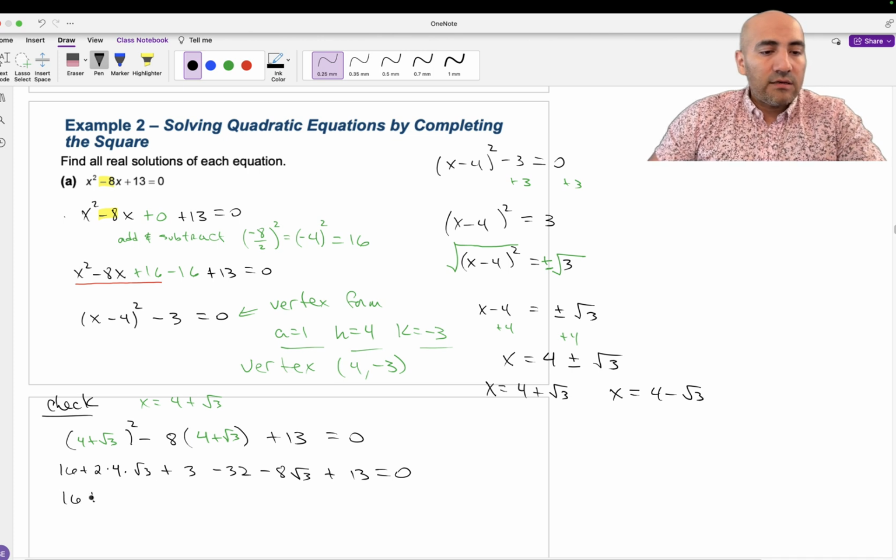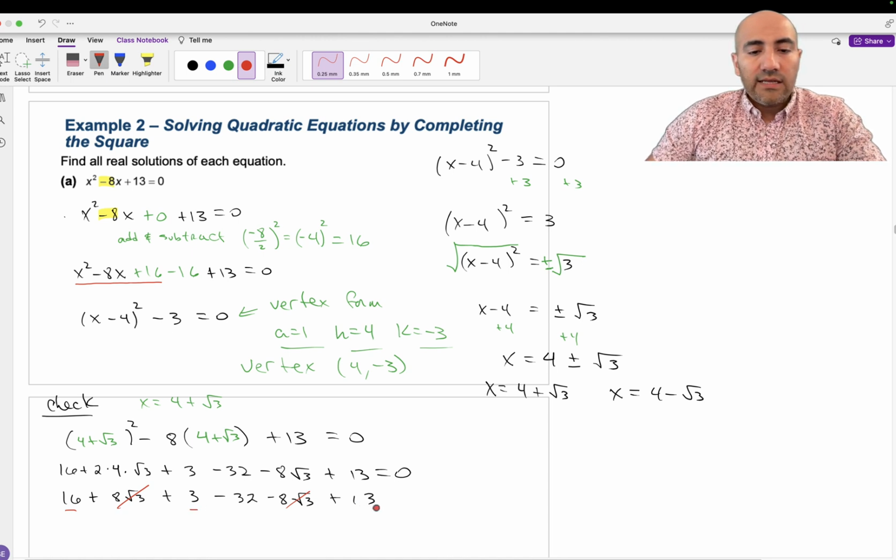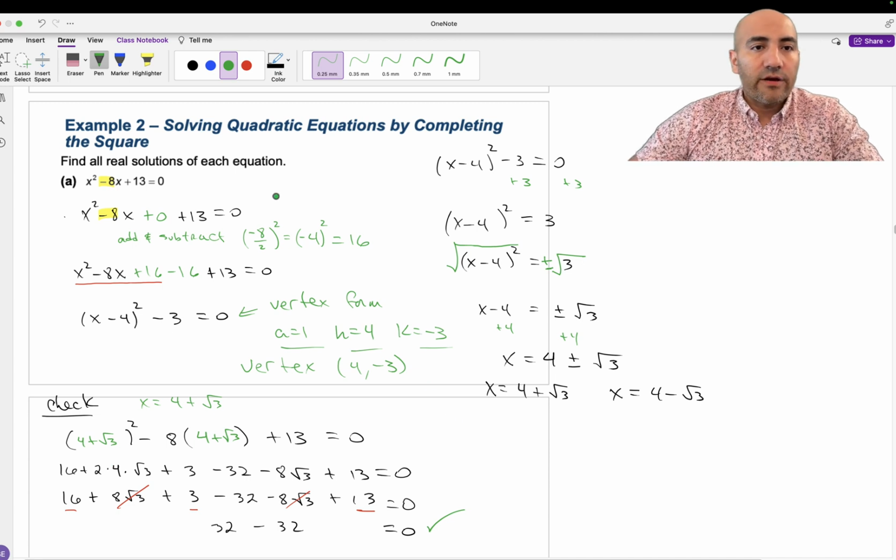So this becomes 16 plus 8 root 3 plus 3 minus 32 minus 8 root 3 plus 13. So the roots cancel. That's good because this guy and this guy cancel. And so we end up with 16 plus 3. That makes it 19. 19 plus 13 gets you to 32. Minus 32 does in fact equal to 0. True. We end up with 32 minus 32, which equals 0. Yes, works out. Good, good, good. And likewise, if we tried a subtraction there, a little minus, it'll also work out. Let's check it over here.